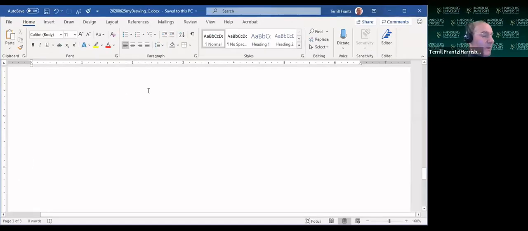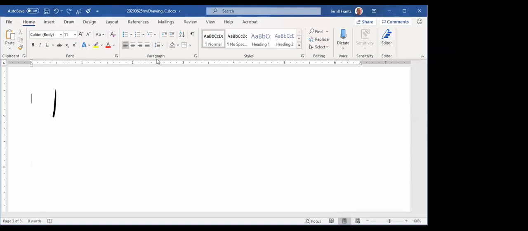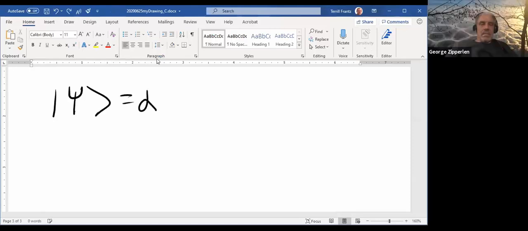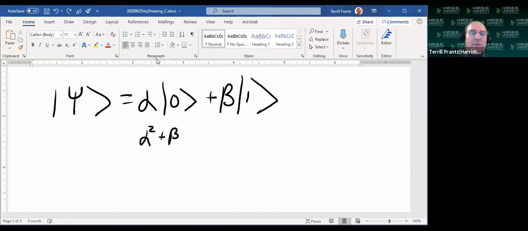So I think I would say most of us are accustomed to seeing something like this. Can you see what I'm drawing? Yes. Okay. Something like alpha |0> plus beta |1> in Dirac notation. And of course, the constraint is the absolute value of alpha squared plus the absolute value of beta squared equals 1. And so there's an alternative view, and I'll show it right here.